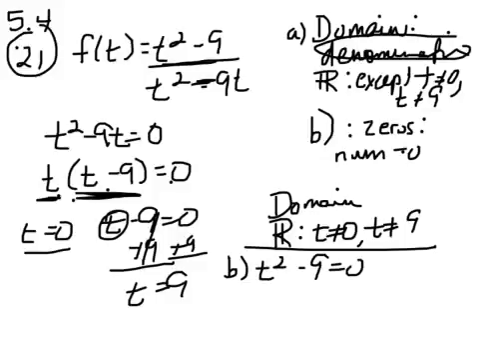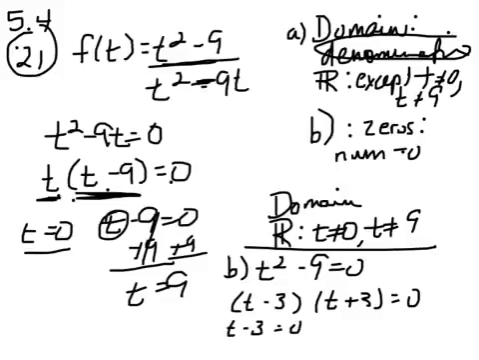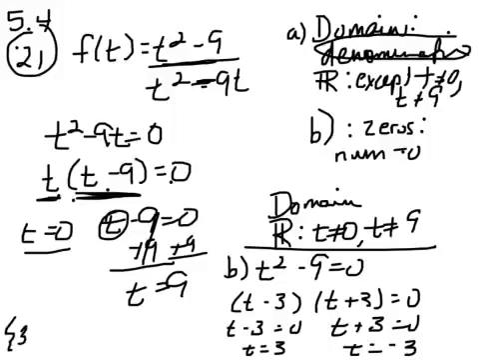If I look at this, this is a difference of two squares. I could factor this: t minus 3, t plus 3 equals 0. So I take each one of those factors and set them equal to 0. And I solve, and I get t equal 3 from this one, and t equal minus 3 from this one. So my zeros are t equal 3, t equal minus 3. I could list them like this, minus 3, 3.